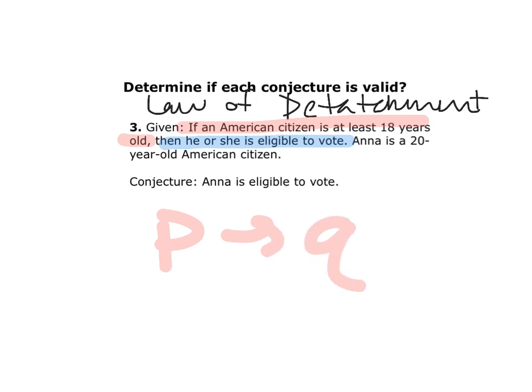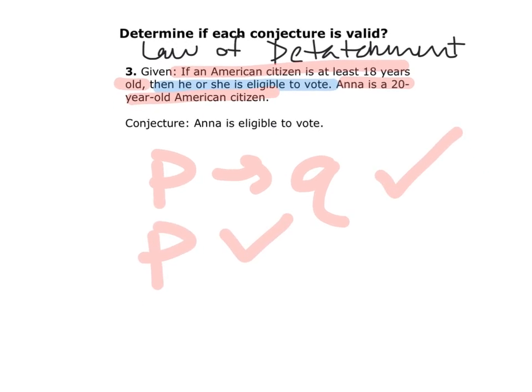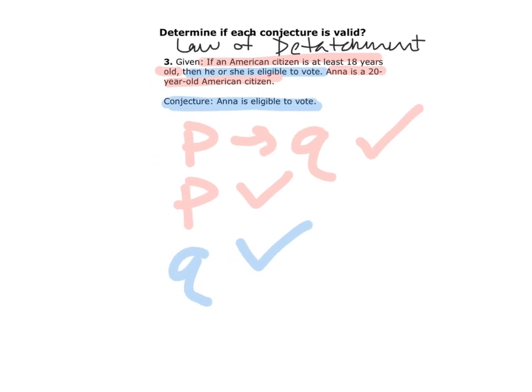Anna is a 20-year-old American citizen. So this is proving that P is true. So then Q is true and P is true. So therefore, we can assume that Q is true. So therefore, Anna is eligible to vote. So this would be a valid conjecture.